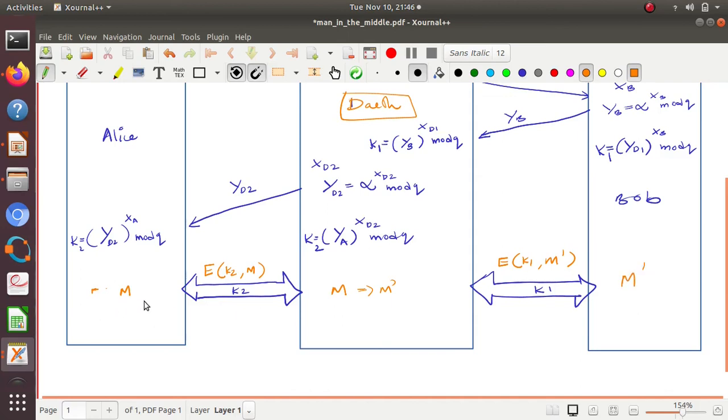Actually, Alice transmitted M, but in between Darth intercepted the message and changed it, then transmitted it to Bob. Bob doesn't know about the attacker in between them, so Bob will get a wrong message. So this is the man in the middle attack.